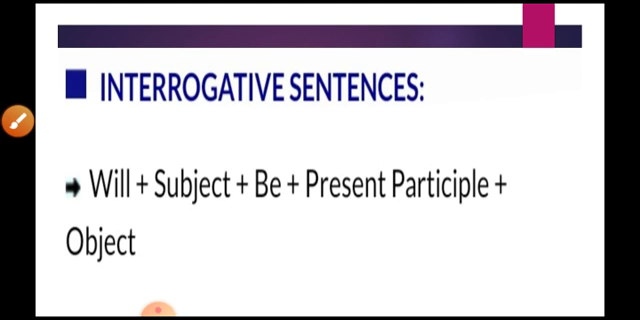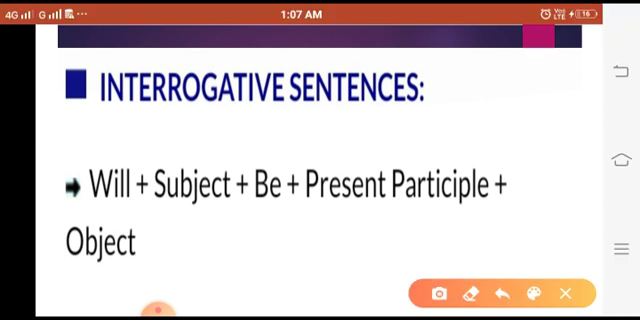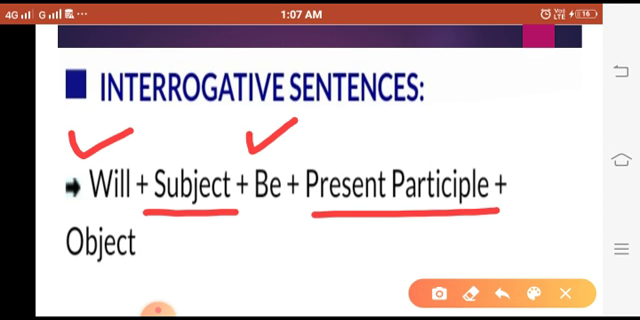Now, this is the sentence structure of interrogative sentences of future continuous tense. For that, first we use will, then subject, then be, then present participle form of the verb, which is also known as fourth form of the verb, and then object.